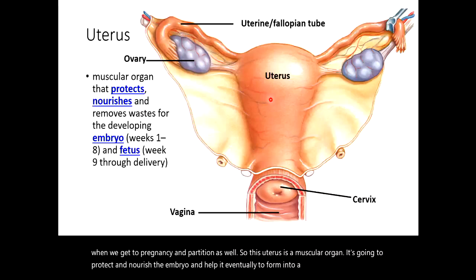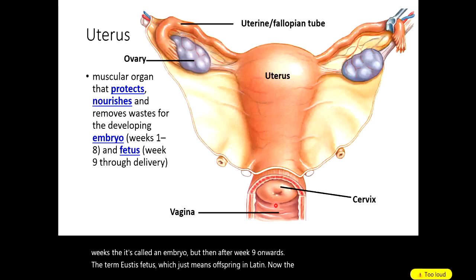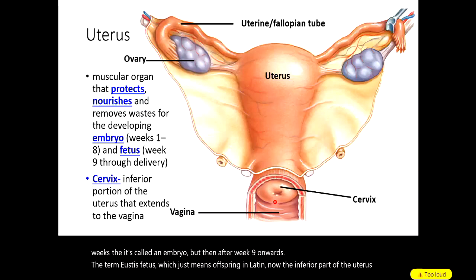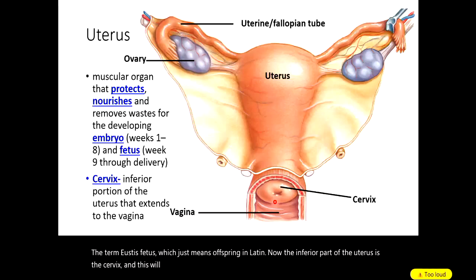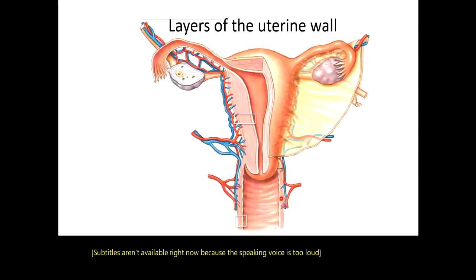For the first 8 weeks, it's called an embryo, but from week 9 onwards, the term used is fetus, which just means offspring in Latin. Now the inferior part of the uterus is the cervix, and this will extend into the vagina slightly as shown here. But now we're going to take a cross-sectional view of the uterus to see what layers are observed. This cross-sectional view reveals that there are 3 distinct layers.